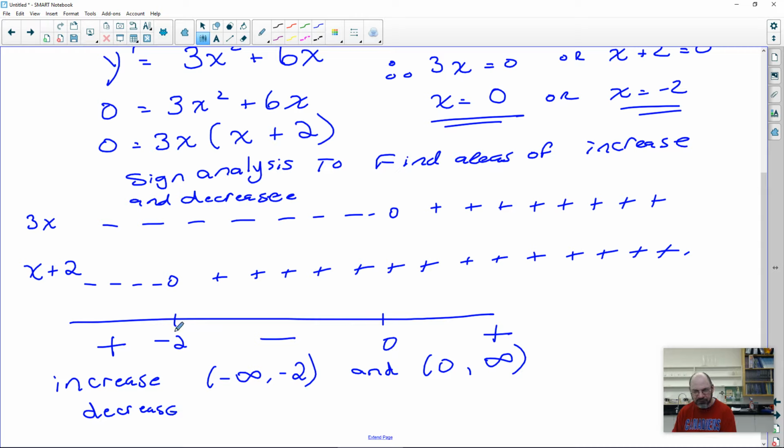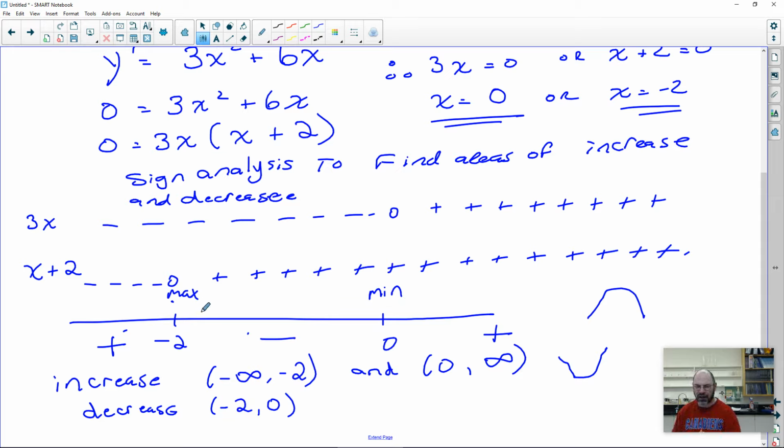Okay, so it's going to decrease from negative 2 to 0. And there is our answer for increase, decrease. How about max and min? So now if you remember a hill, it's going to go from positive slope to 0 to negative slope. Positive slope to 0 to negative slope. So this is a max because it's giving us one of these. Over here, it goes from negative slope to 0 to positive slope. So this is a min.